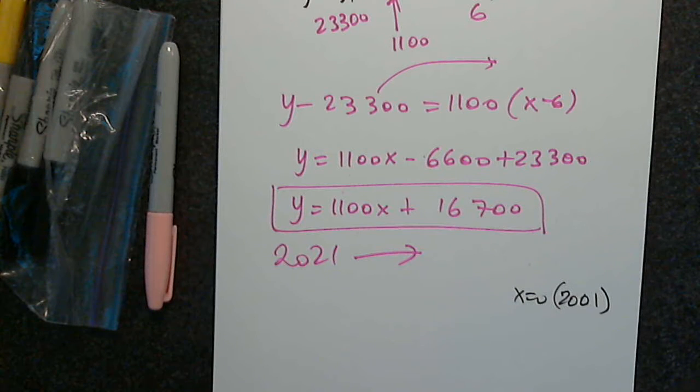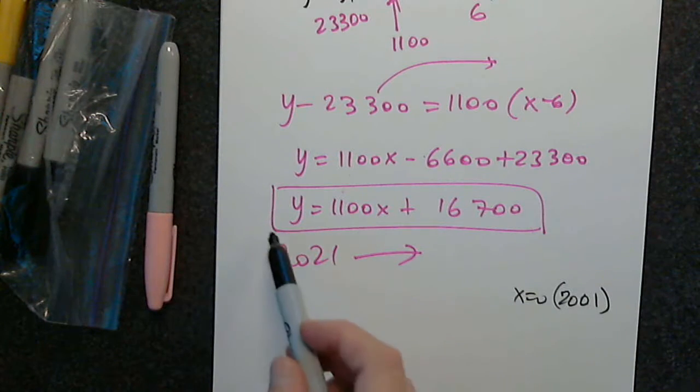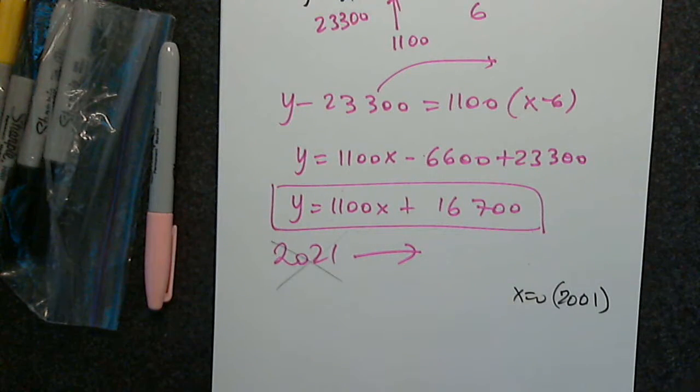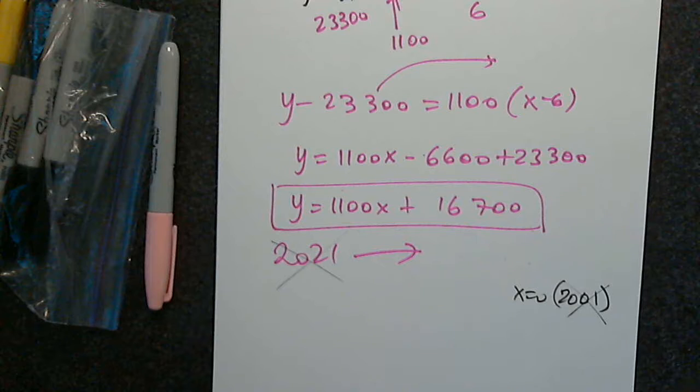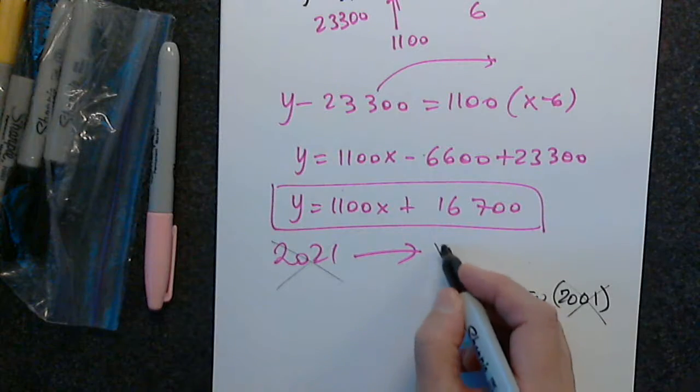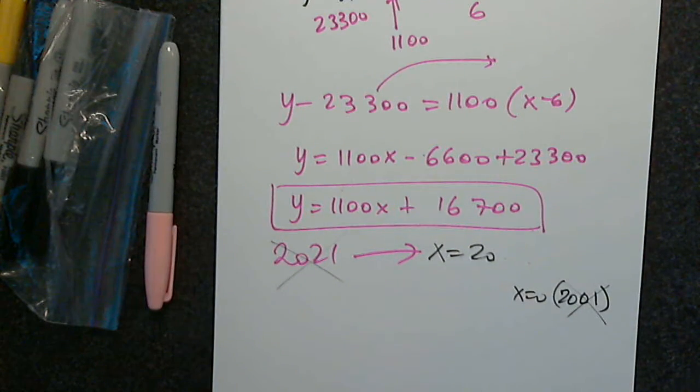If x changed to 21, we cannot use the name of a year. We did not use the name of the year. So year 0 was 2001. So 2001 was 0. So then for 2021, x is? 20. Is that clear?